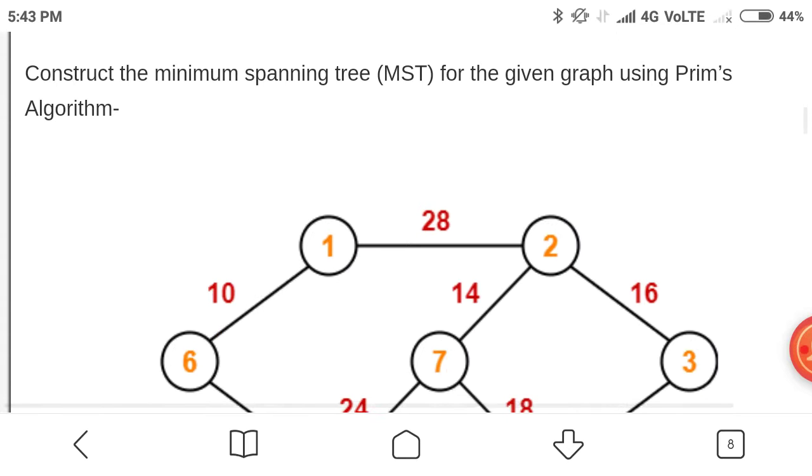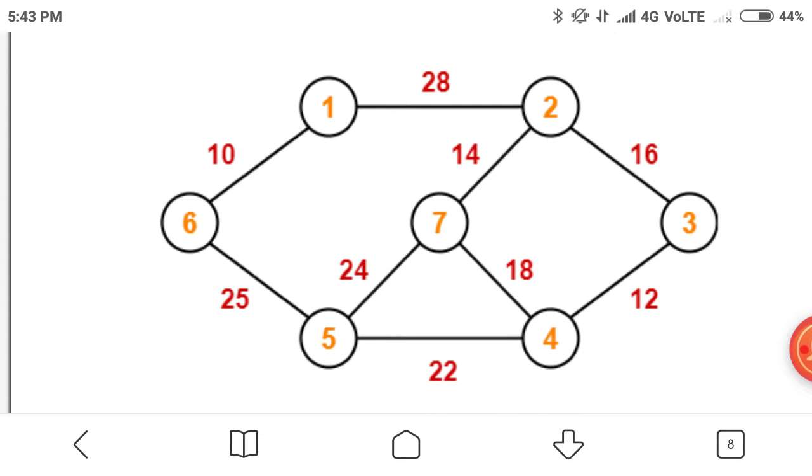So step 1, that particular graph is given. Suppose you are starting from 1, you can start from any node. Generally we start from the node with the minimum number, that is 1. Node 1 has two edges, one with weight 10 and another with weight 28. Which one do you select? You have to select the minimum weight, that is 10. So 1 to 6 is selected.